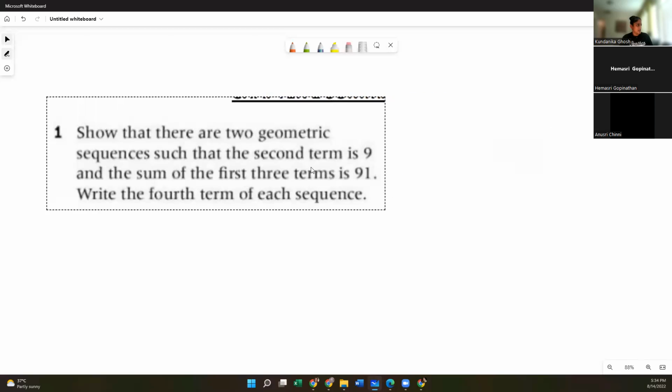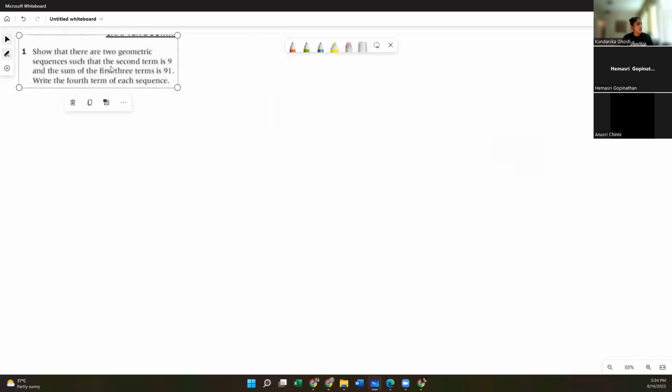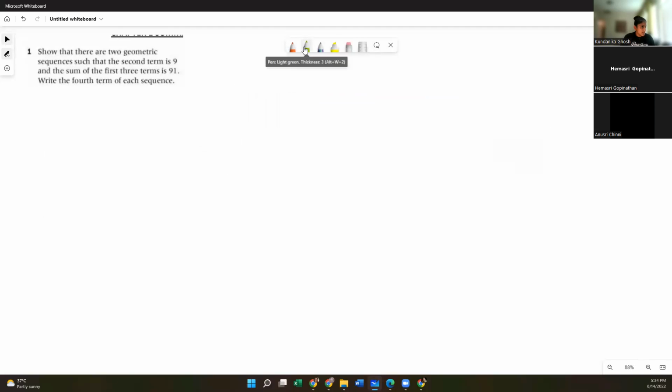Okay, show that there are 2 geometric sequences such that the second term is 9 and the sum of the first 3 terms is 91. Write the 4th term of each sequence. Okay, so what am I supposed to use? That works, right? Okay, yeah, we'll just use that.